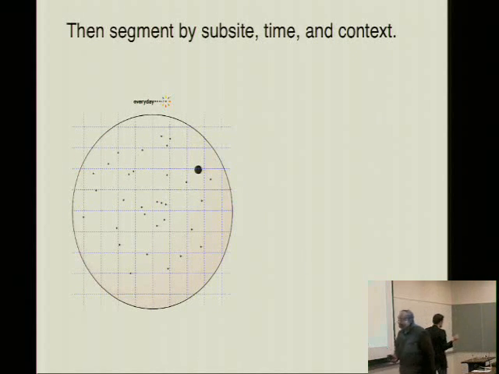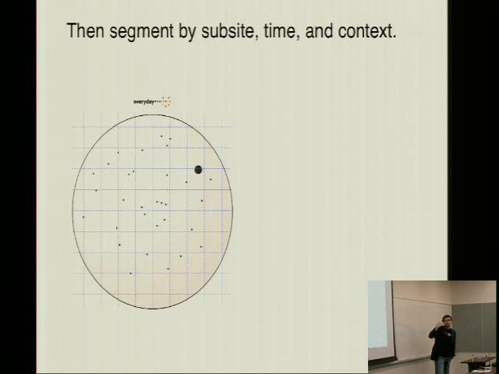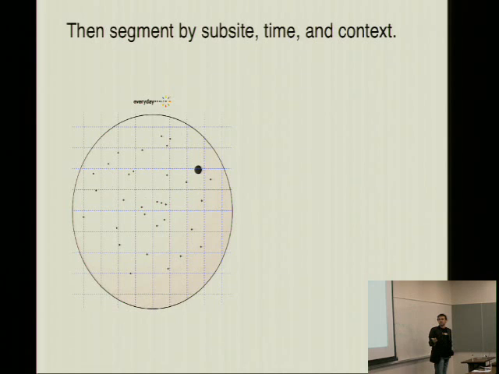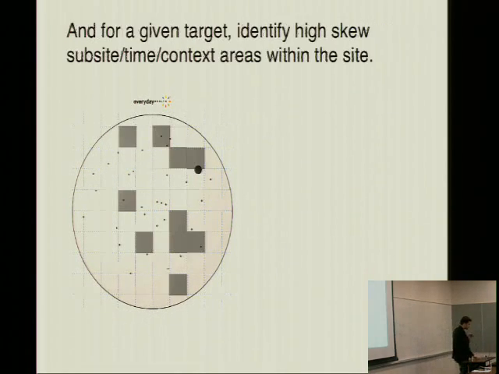Or it might be time. So it might be 9 a.m., 10 a.m. It might be business hours, non-business hours. It could be segmented by type of visitor. So are you a regular visitor, or are you a first-time visitor? So we segment the website in a number of different ways.